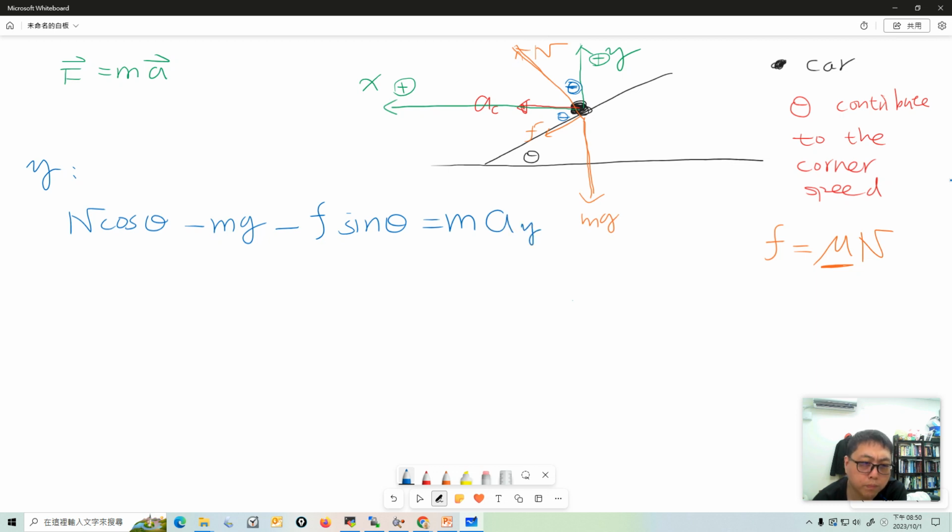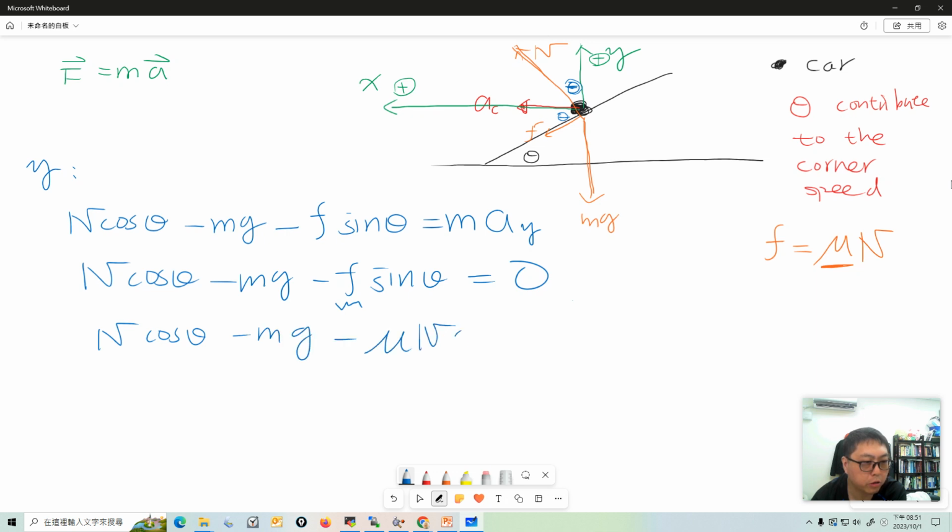Because we are making a turn, we only have centripetal acceleration in the positive x direction, so there is no acceleration in y. So n cosine theta minus mg minus f sine theta equals 0, and f equals mu n. So n cosine theta minus mg minus mu n sine theta equals 0. That's the y component.